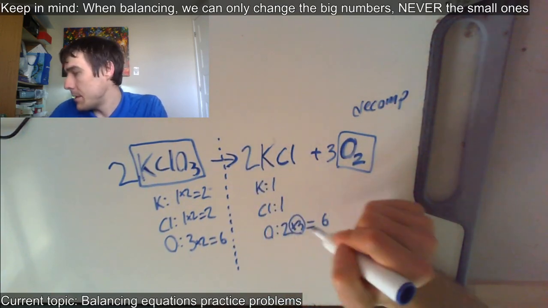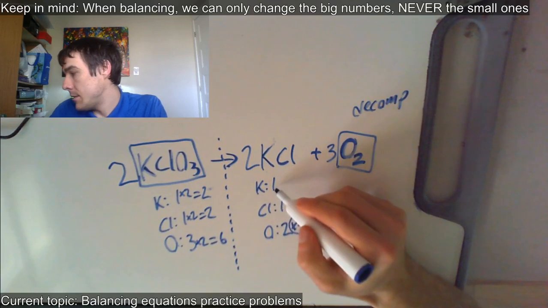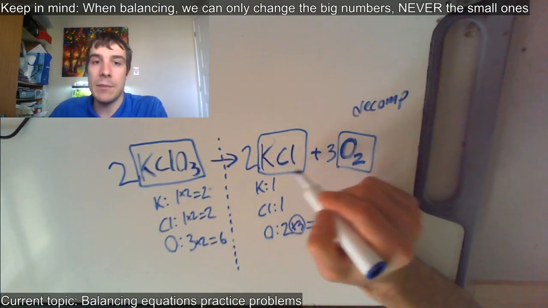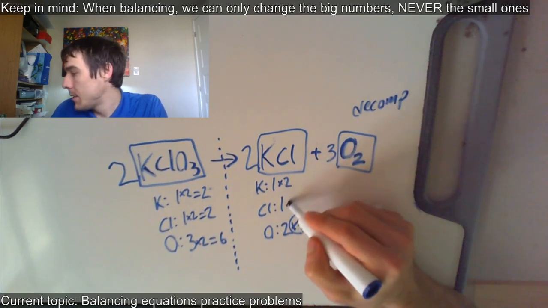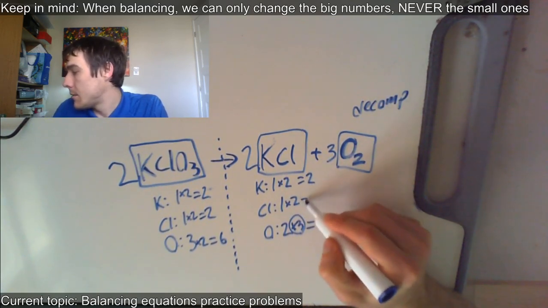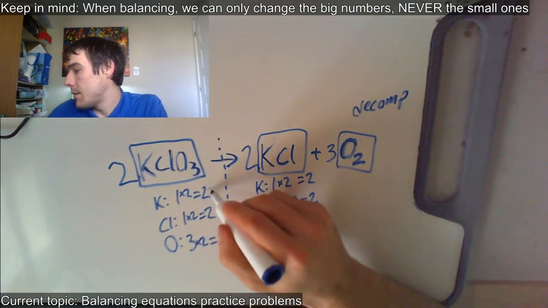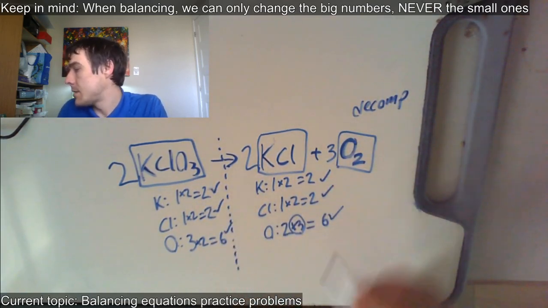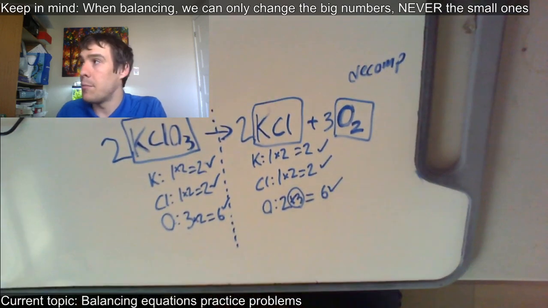I'm just going to multiply this by 2. And when I do that, I multiply the entire thing by 2. I multiply the whole block by 2. So times 2 and times 2. So that's 2 and 2. And now we're good, right? The 2 matches the 2. This 2 matches this 2. This 6 matches this 6. And I have balanced my equation.